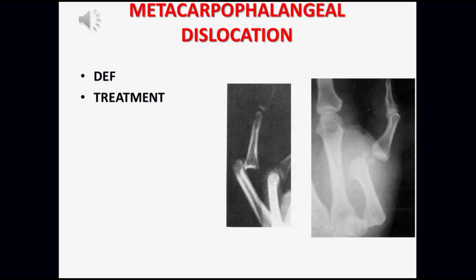Metacarpophalangeal dislocation usually affects the thumb and fifth finger. Hyperextension forces may dislocate the phalanx backward, and the volar capsule may be torn. If the metacarpal head has been forced like a button through a hole, closed reduction would be impossible and open reduction is advised.